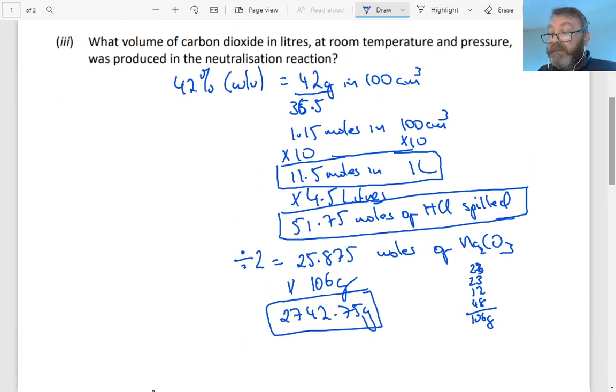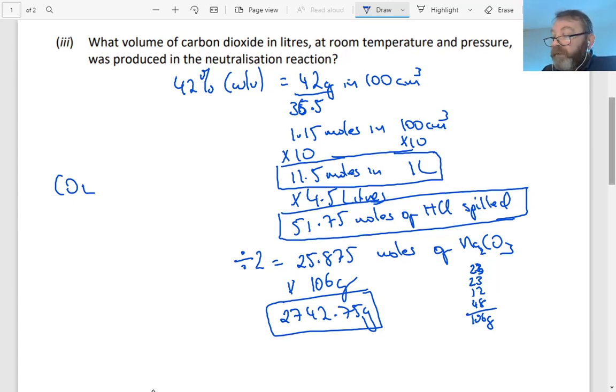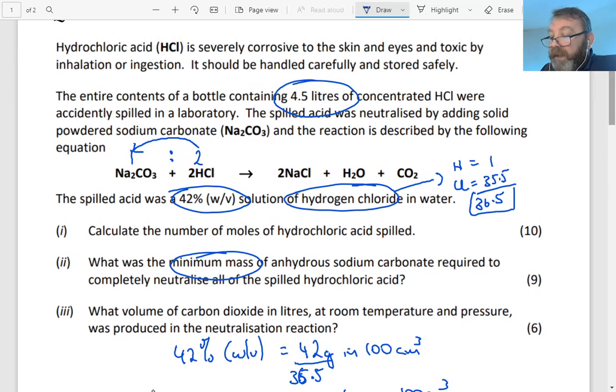And then finally, what volume of carbon dioxide in litres at room temperature? So now we're looking at CO2, okay? At room temperature and pressure was produced in a neutralization reaction. So go back to the reaction. Now ask yourself, what's the relationship between sodium carbonate and CO2? And the answer is 1 is to 1.